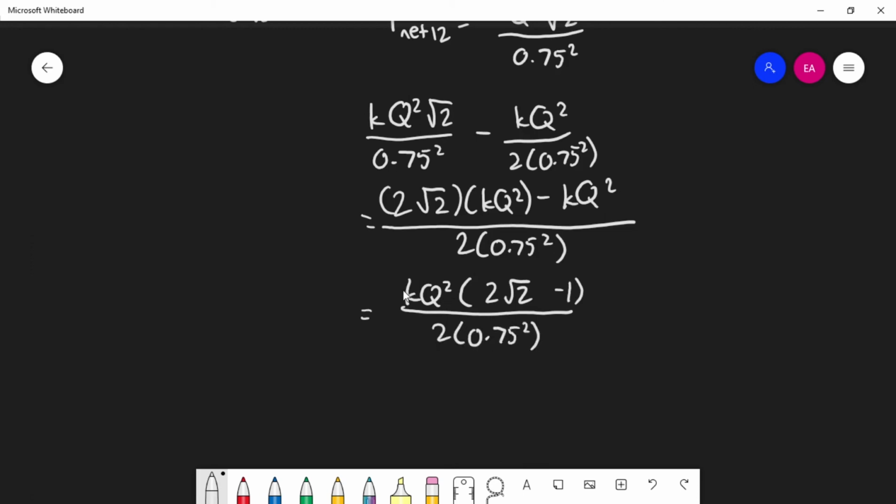Now take note that k is 8.988 times 10 raised to 9 newton meter squared per coulomb squared. So, leaving it in terms of Q, we would get the value of 1.46 times 10 raised to 10 Q squared newtons. And that would be our final answer.